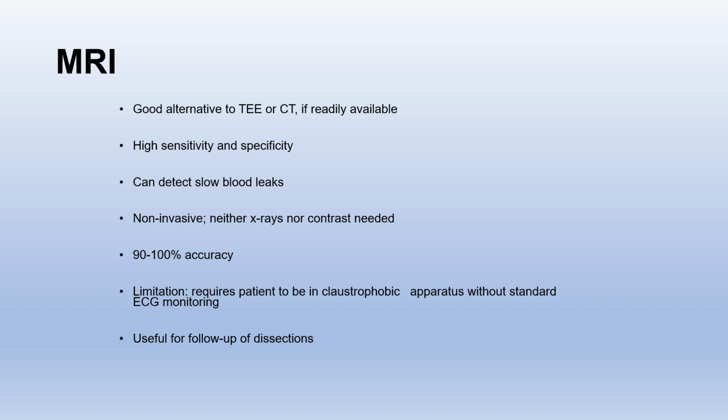MRI is a good alternative to TEE and CT if readily available. High sensitivity and specificity, can detect slow blood leaks, non-invasive, neither X-rays nor contrast needed, 90 to 100% accuracy. Limitations: the patient may be claustrophobic, and the apparatus is without standard ECG monitoring. Useful for follow-up of dissections.